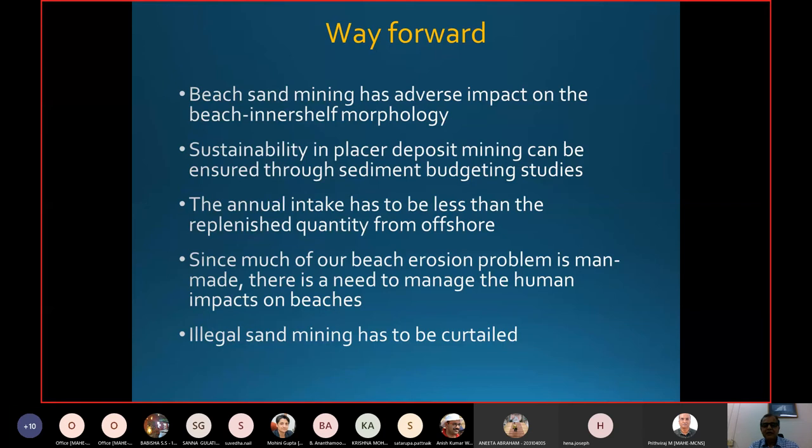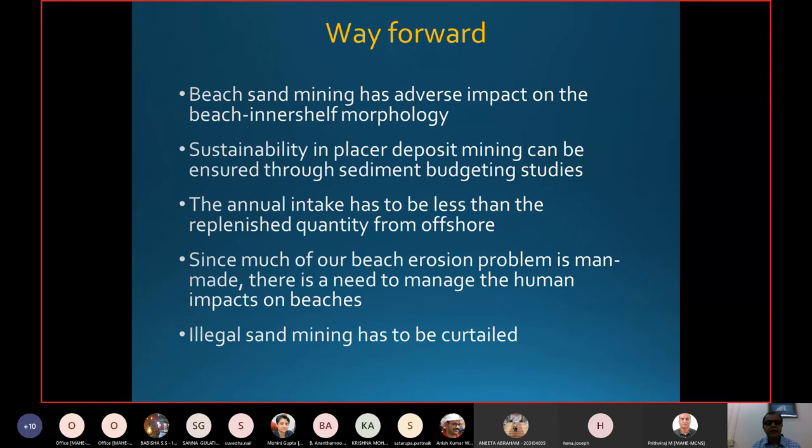the beach sand mining has adverse impact on the beach inertial morphology. I think it is very clear from this. So any sediment which is coming on the beach, if you take it without budgeting or without knowing how much is coming onto the beach, how safely, how much you can take, you are going to cause an inertial change in the morphological characteristics. That is what we need to do. So that means a sediment budgeting approach is required.